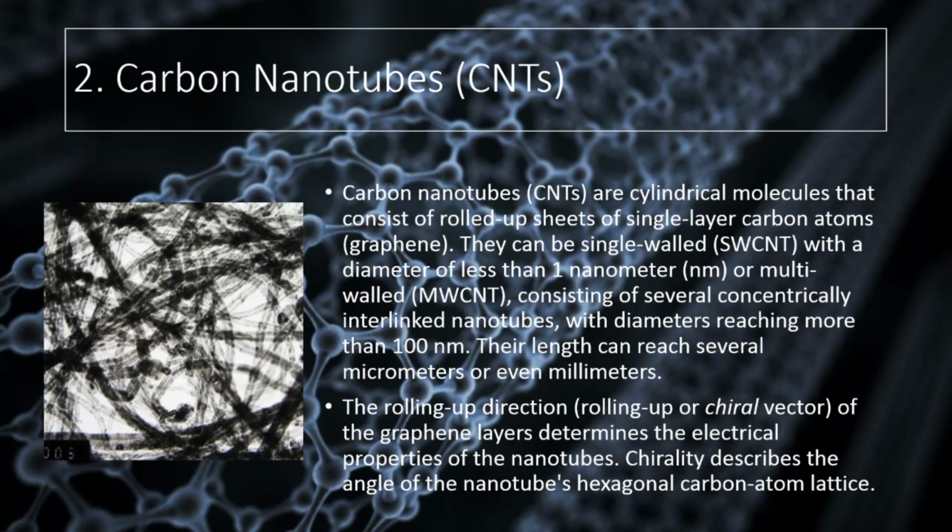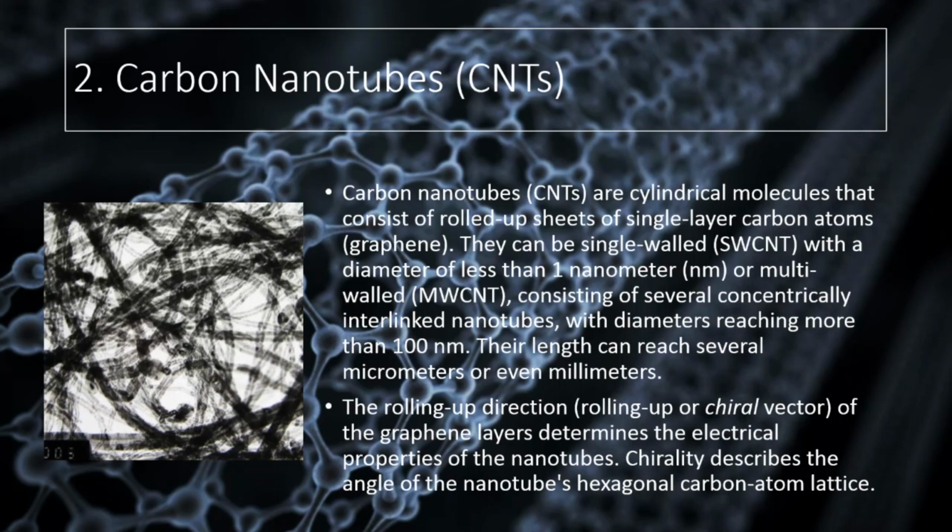Carbon nanotubes. Carbon nanotubes are cylindrical molecules that consist of rolled-up sheets of single-layer carbon atoms. They can be single-walled with a diameter of less than 1 nanometer or multi-walled, consisting of several concentrically interlinked nanotubes with diameters reaching more than 100 nanometers. Their length can reach several micrometers or even millimeters.